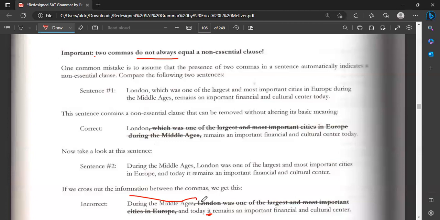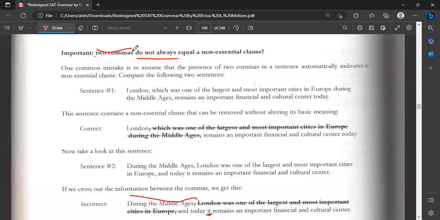So what remains an important financial and cultural center today is London, right? But we've crossed out London, so that doesn't make sense, right? Because we're now saying during the Middle Ages, and today it remains an important financial and cultural center. So this clause doesn't actually make sense at all. So that's wrong. What I'm trying to say is, remember, 2 commas do not always equal a non-essential clause. It should only be considered a non-essential clause if you can take the part out and it still makes sense.